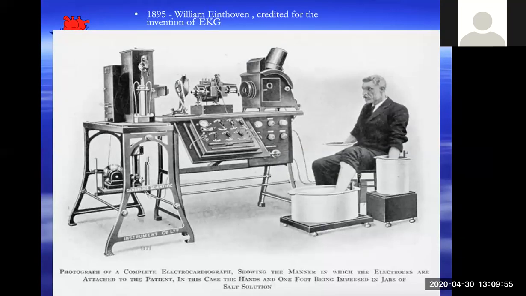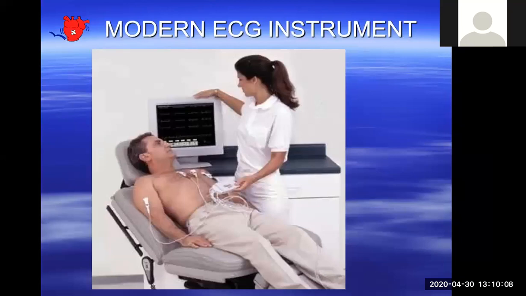The first ECG was done by the great Willem Einthoven in 1895. Look how he did it on himself. It's a complicated machine, and he hardly managed to see a few graphs. Compare that to the modern ECG that all of us have now, which is even wireless. You just connect the electrodes to the patient and read the ECG, and it gives you so much information.